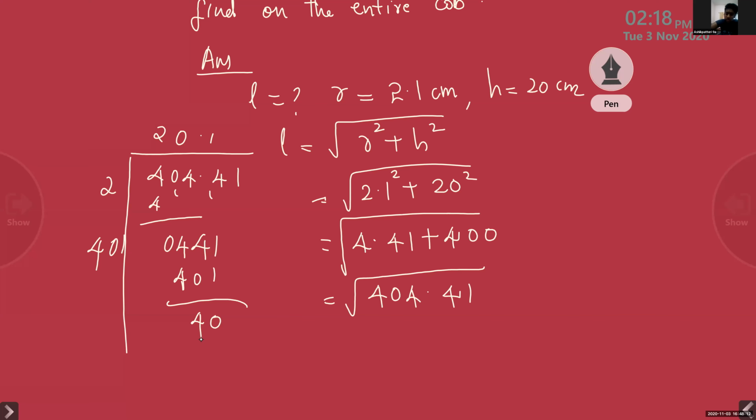Ma'am, 1.1025 only. Wrong. What? Slant height you are telling? Yes, ma'am. How much? I got 20.1. 20.1, that I also got. How much, children? Find.